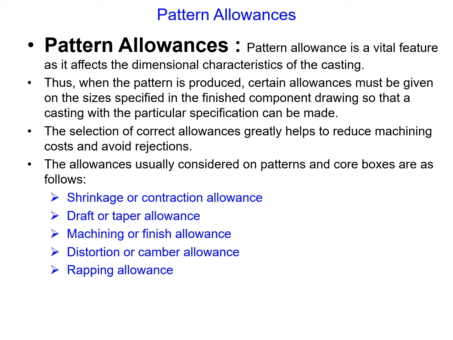Allowances usually considered for pattern and core boxes are as follows: shrinkage or contraction allowance, draft and taper allowance, machining finish allowance, distortion and camber allowance, and rapping allowance.